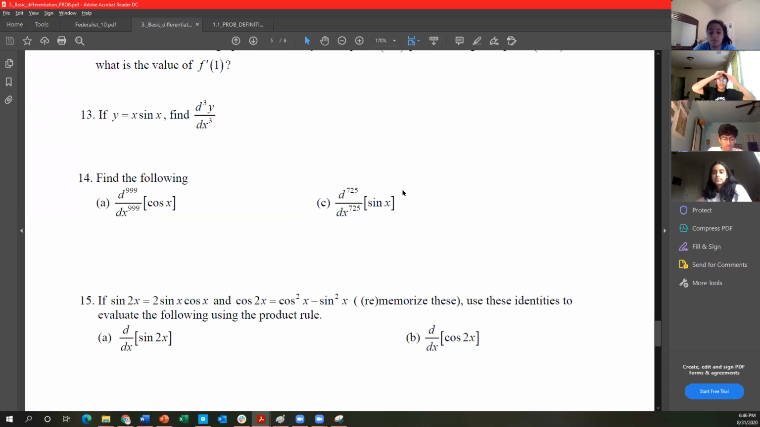Because think about it. We have sine x, cos x, minus sine x, and then negative cos x, and then back to sine x, and it repeats. So what you can do, on your calculator, there's something called the modulus.